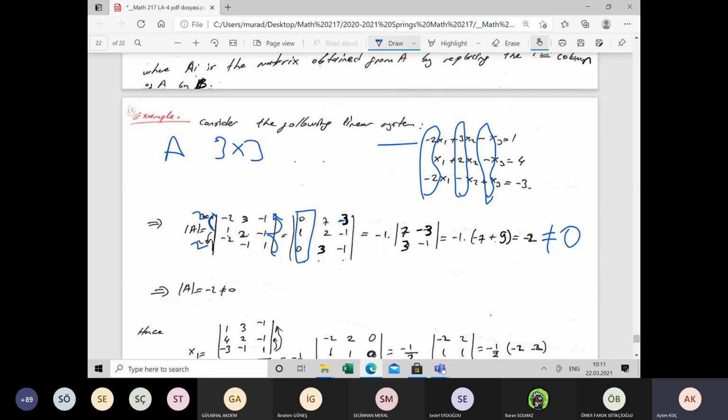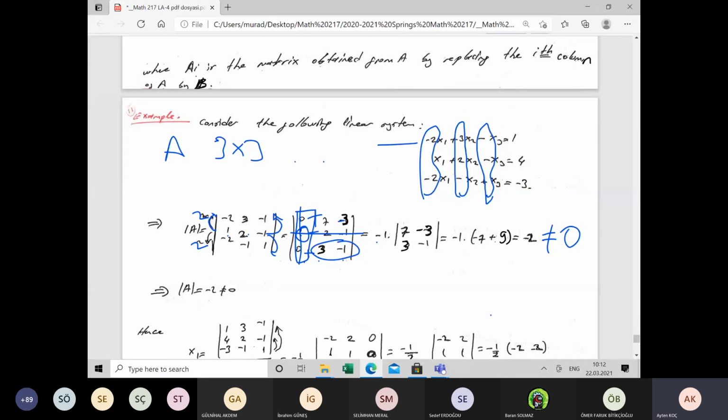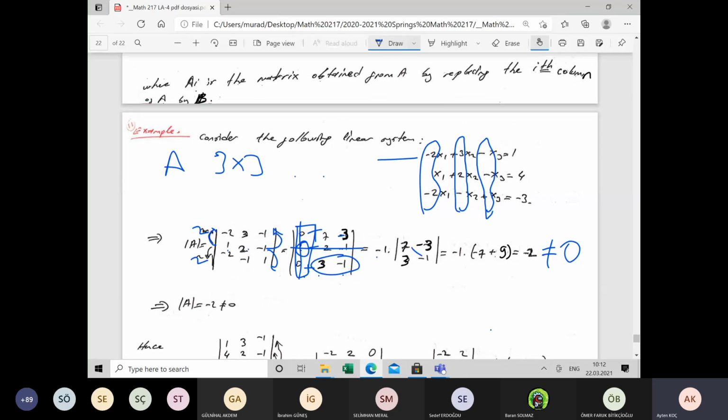Using the first column expansion. So sign of position: plus, minus, plus. And minus, entry 1, so minor. Determinant of the minor: 7 minus 3, 3 minus 1. Yes. So we obtain the result. This one gives minus 7 plus 9. So we obtain minus 2, not 0.